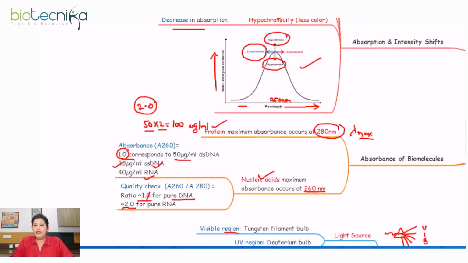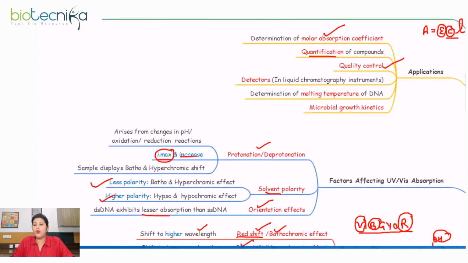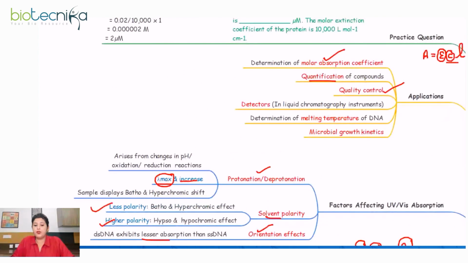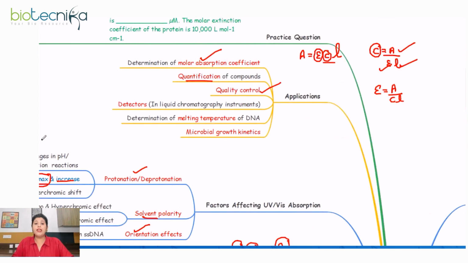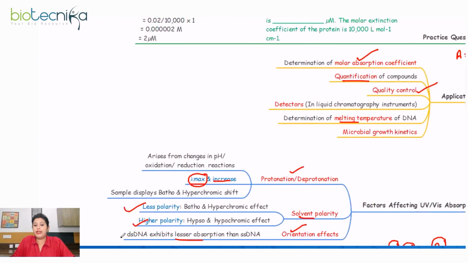Then UV visible spectrophotometers are also used as detectors in other instruments, like chromatography, liquid chromatography. Then you can also determine the melting temperature of the DNA. So just now, as I told you, if you have paid attention, I have already told you that double-stranded DNA exhibits lesser absorption than single-stranded DNA.